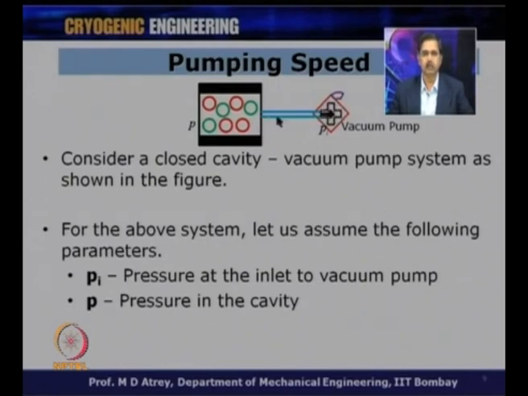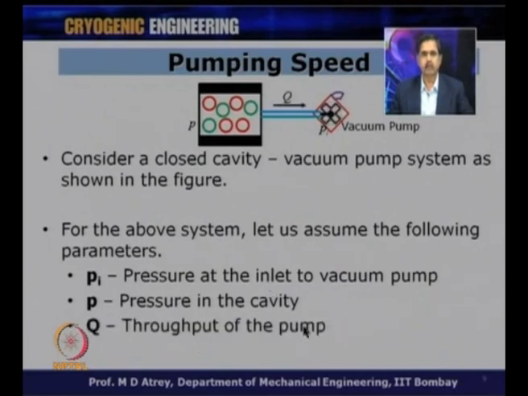All right. So, we know that we can suck the gas molecules from this only when the pressure at this point is less than the pressure at this point, and therefore, this will have a different pressure Pi, while the system to be vacuumed, or the cavity, will have a pressure a little bit higher than what you get at the vacuum pump. Q is the throughput of the pump.